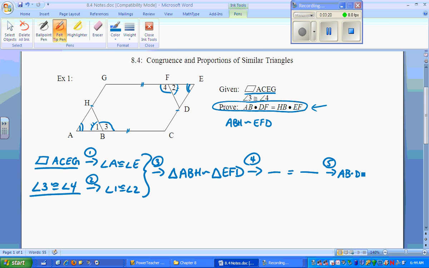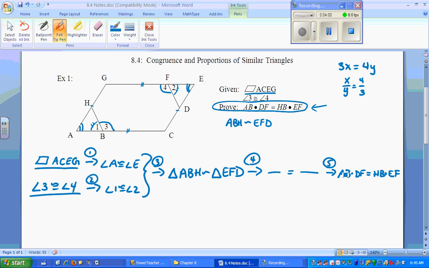AB times DF equaling HB times EF. Okay, because all this is the cross product of the proportions that you created from having the two similar triangles. Okay, and so if you don't want to mess this up, it's the same thing as how we go backwards. You remember with the 3x equaling 4y, and I said, oh, x is to y. Yes, that's right, 4. That's its cross product, and then 3 would go on the bottom because that's the x. We're going to be doing the same thing here, but we're going to be doing it in a proof.